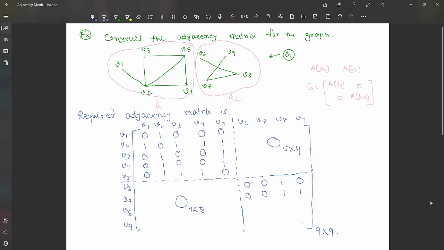Then V8, so V8 to V6 there is one connection. V8 to V7 there is one connection. V8 to V8 no self loop, and V8 to V9 there is no connection.